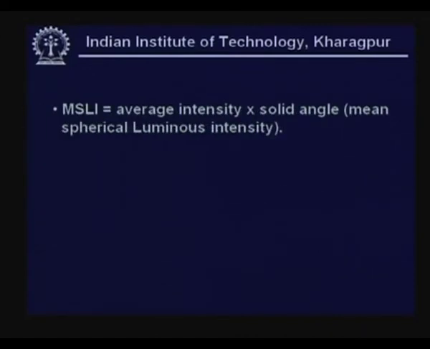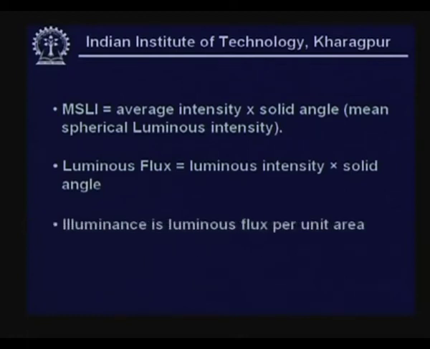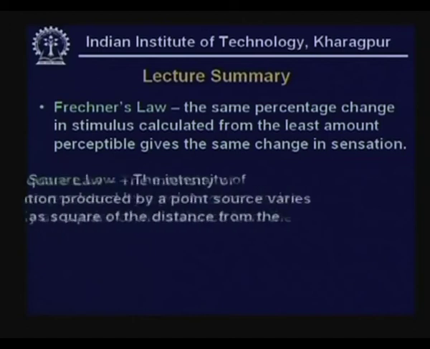MSLI is used with all point sources; it is the average intensity into solid angle, which is the mean spherical luminous intensity in all directions. Luminous flux is luminous intensity into the solid angle. Illuminance is the luminous flux per unit area, and Fresnel's law gives us the idea of the response of the eyes, which says the same percentage change in stimulus from the least amount perceptible gives the same change in sensation.